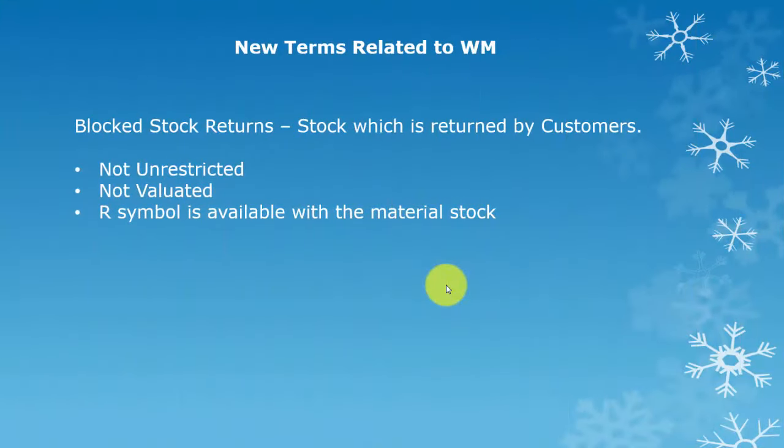The next one is blocked stock returns. This is the stock which is returned by customers. The characteristics of this stock type are: it is not unrestricted, you cannot use it. It is not valuated, and the symbol R is associated with this type of stock.